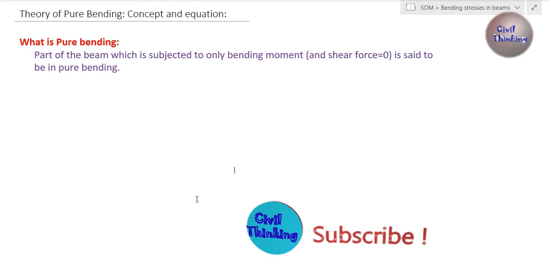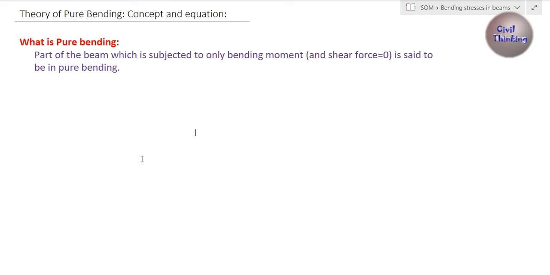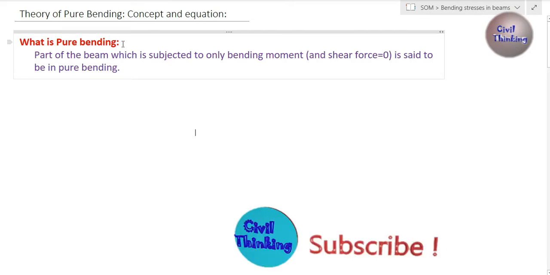And I have already told you in the previous class that we need some simplification to get an equation of bending stress in beams. And there is a theory which is known as the theory of pure bending. This theory has already simplified, made some assumptions. Now let's learn about the theory of pure bending. So the first question comes, what is pure bending?